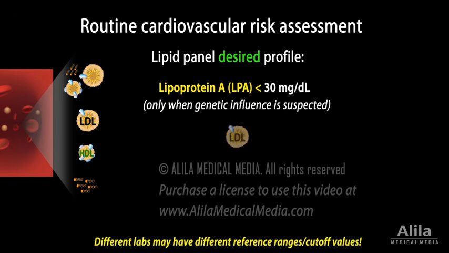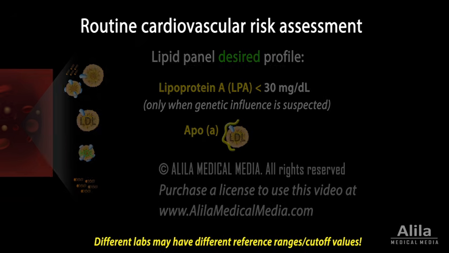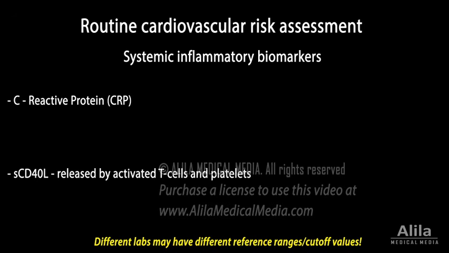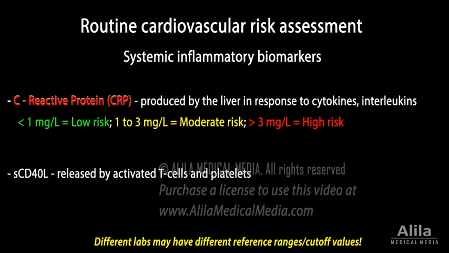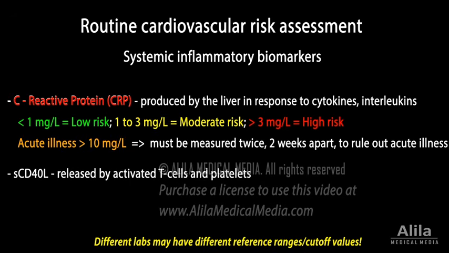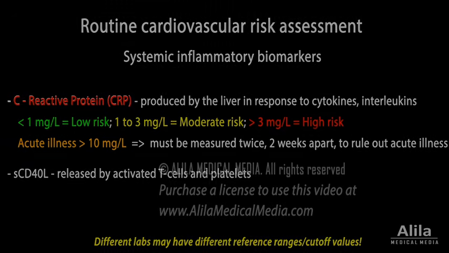LPA is basically LDL bound to a protein called apolipoprotein A. Higher LPA levels correlate with higher genetic predisposition to cardiovascular events. The most used biomarker for systemic inflammation is C-reactive protein, CRP. CRP is produced by the liver in response to inflammatory chemicals. Because CRP also rises in acute illness, it must be measured twice, a couple weeks apart, to rule this out.